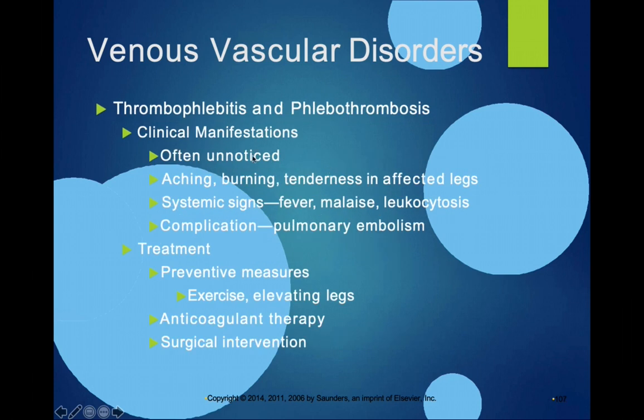The clinical manifestations, they often go unnoticed. There's aching, burning, tenderness in the affected leg. The systemic signs are fever, malaise, and leukocytosis, and a complication of it could be a pulmonary embolism. The treatment are preventative measures: exercise, elevate the legs, blood thinners, and when needed, surgical intervention.